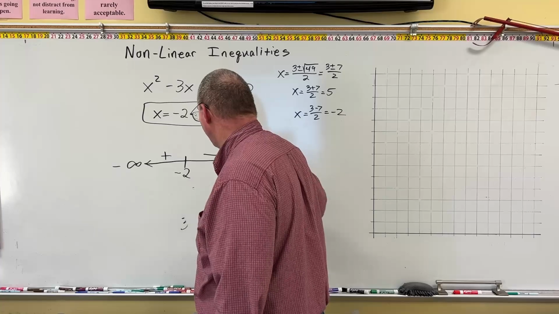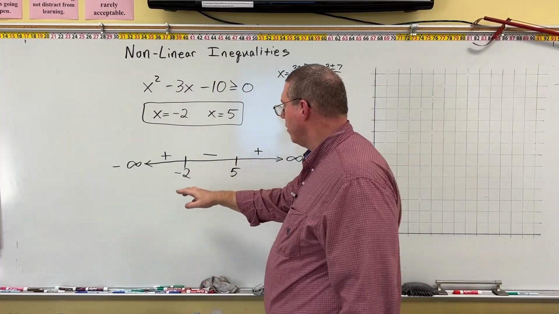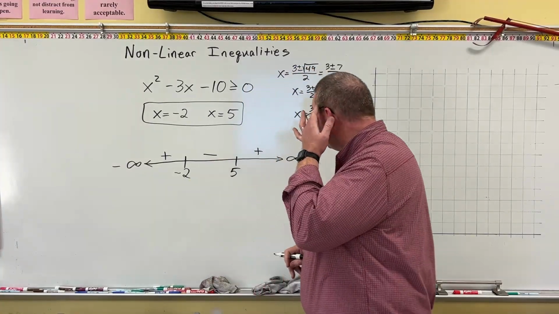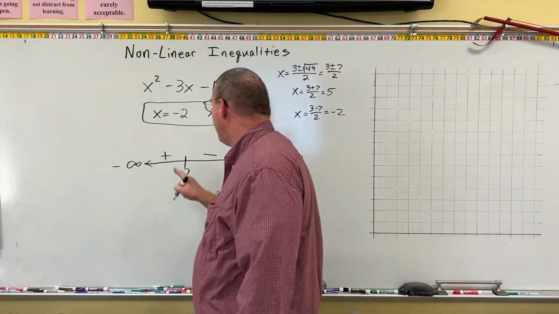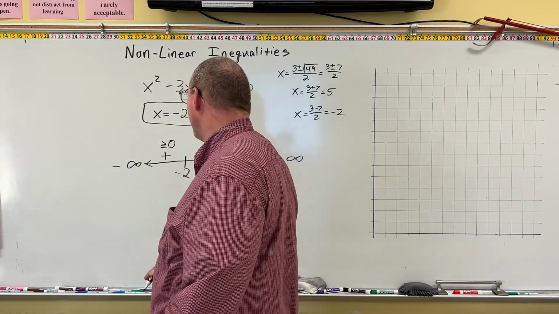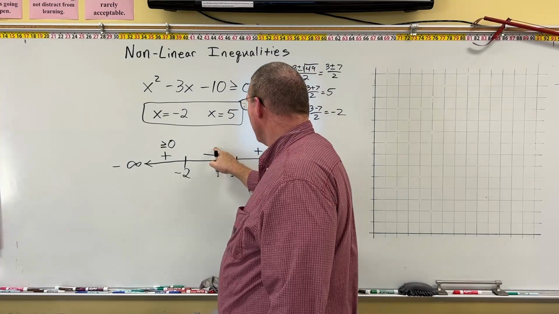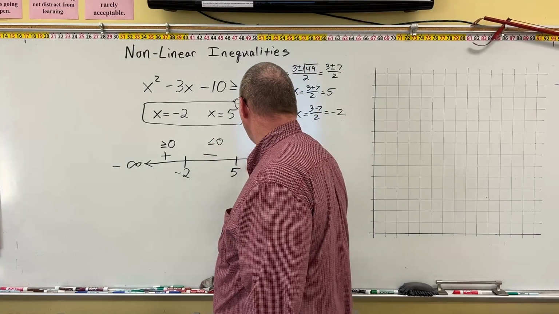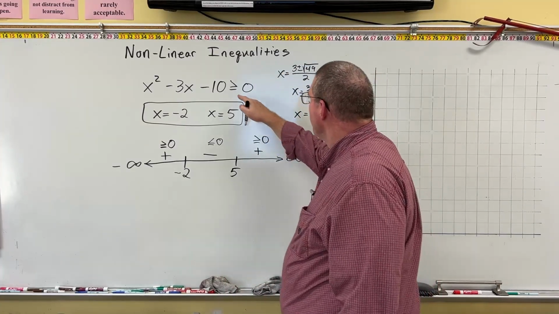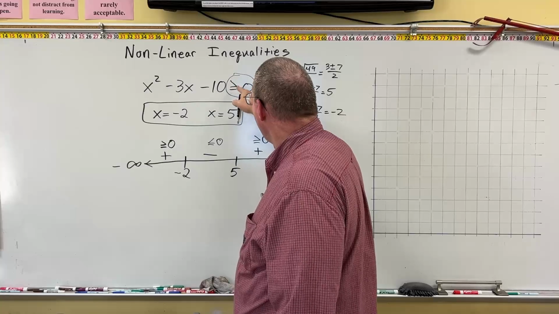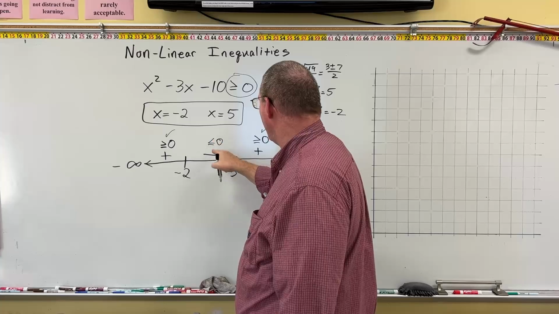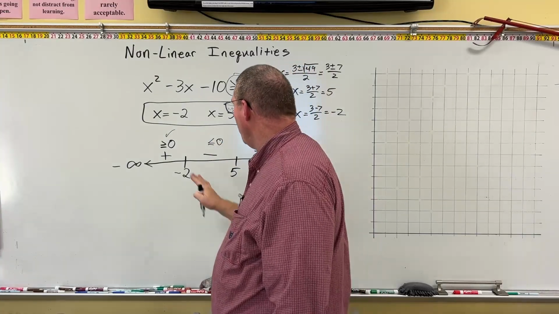I just needed to identify the critical numbers, and then on the intervals I have to identify whether it's positive or negative. So this one's positive, this one's negative, this one's positive. And now, here's what we need to understand. Positive means greater than or equal to 0, or just greater than 0. Negative means less than or equal to 0. And since the one I'm dealing with is greater than 0, I want this one, and I do not want this one. And so I want the whole interval.